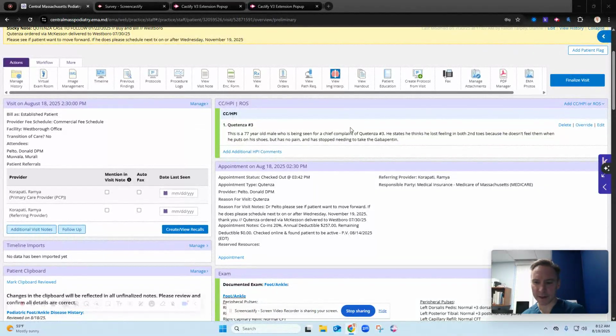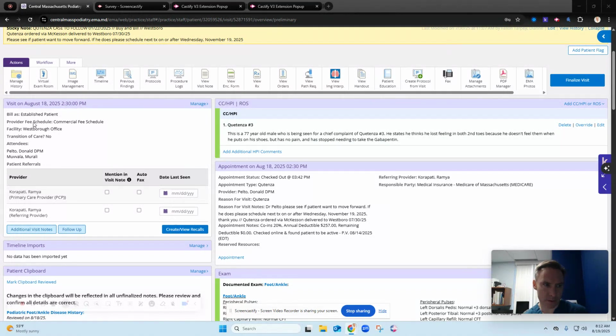Hi, Dr. Pelto here. I'm going to do a little video here about ModMed for Qutenza. So this is the way we put in the sticky notes. So we put in a Qutenza case. We call it buy and bill. So these are the ones that we buy on our own and we bill it to the insurance.